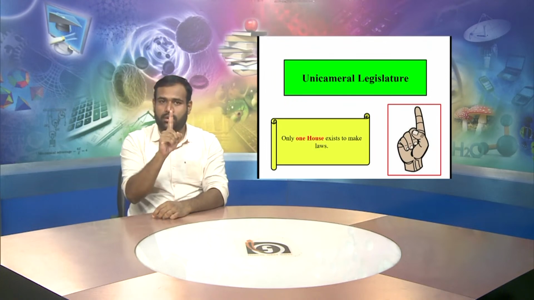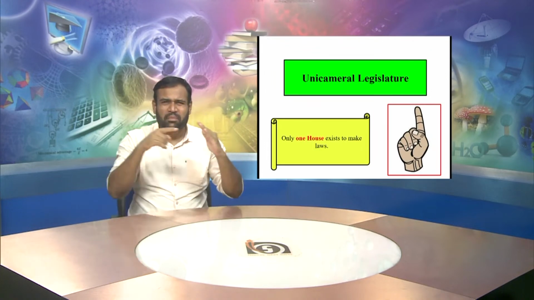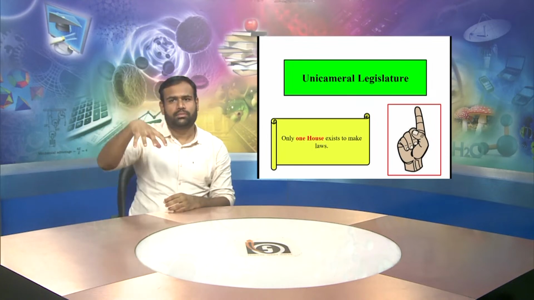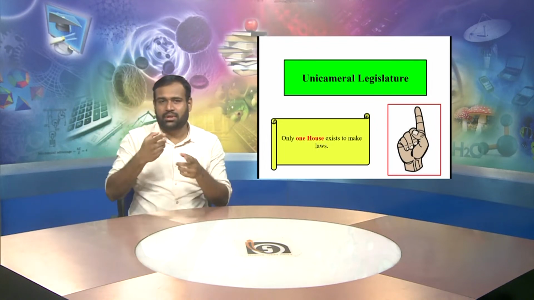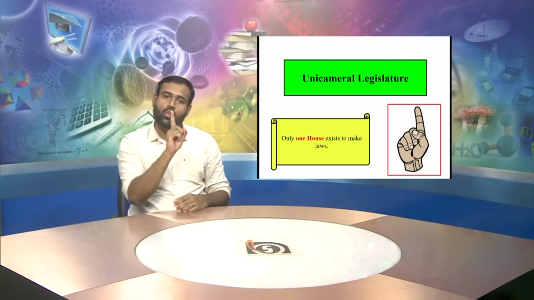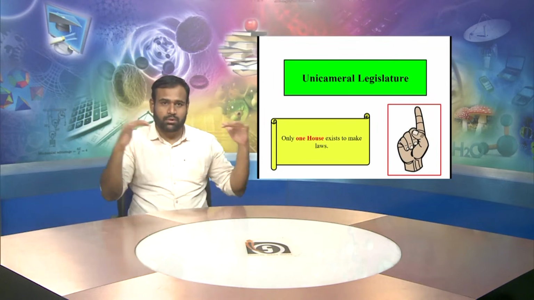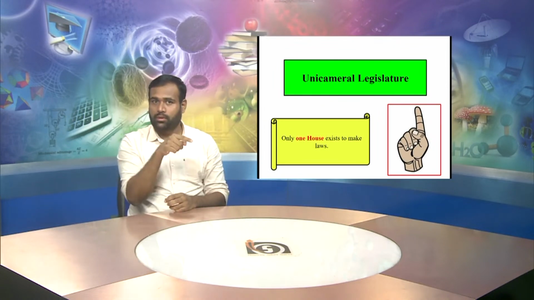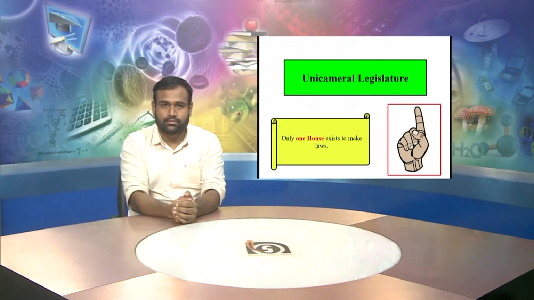This word is unicameral legislature. It means only one house exists to make laws. Uni means one, so when there is only one house and that is the only house responsible for everything, we call it unicameral legislature.